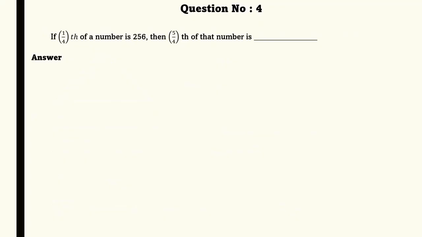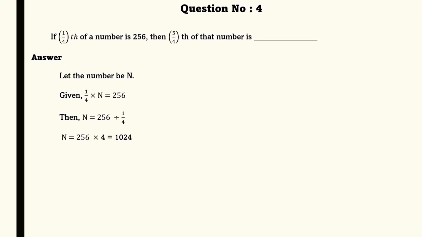Question 4. If 1 by 4th of a number is 256, then 5 by 4th of that number is dash. Let the number be n. Given 1 by 4 of n is equal to 256. Then n is equal to 256 divided by 1 by 4. If we reciprocal that fraction, we'll get 4 by 1, which is equal to 256 into 4, which is equal to 1024. That is n. They have asked to find 5 by 4th of that number. So 5 by 4th of 1024 is equal to 1280.